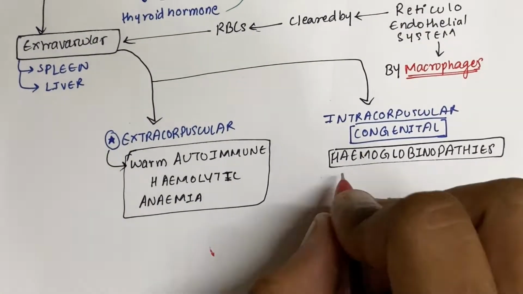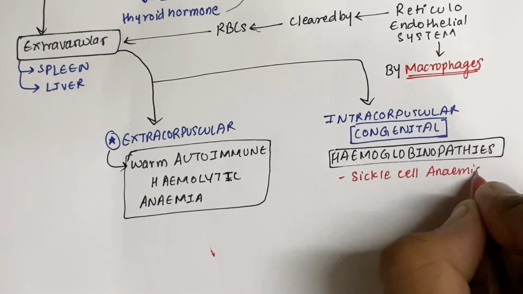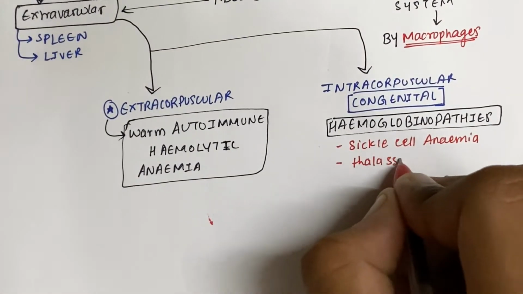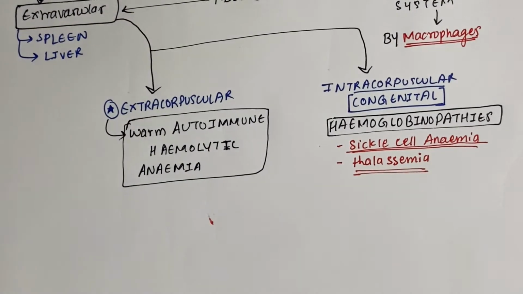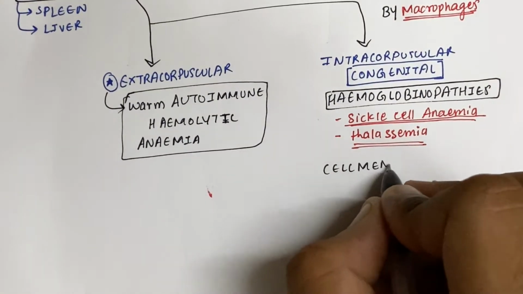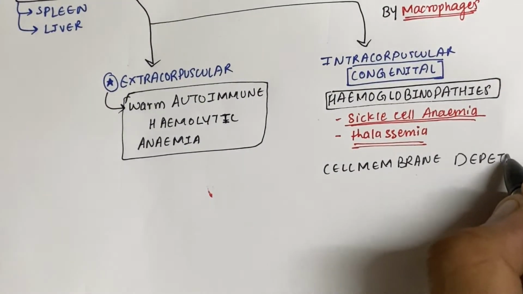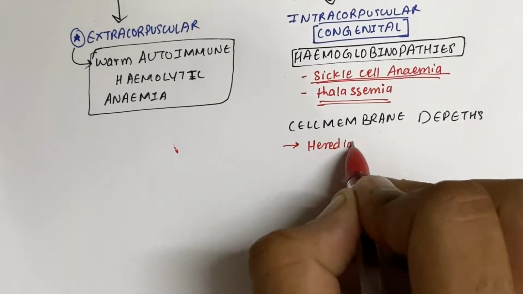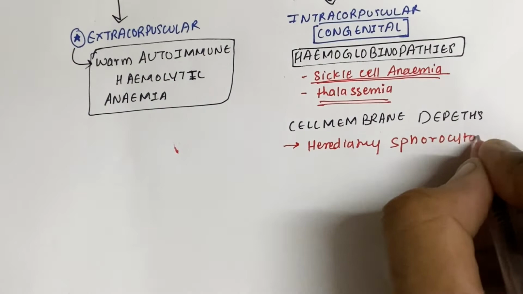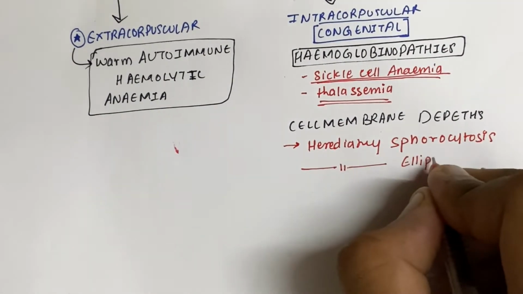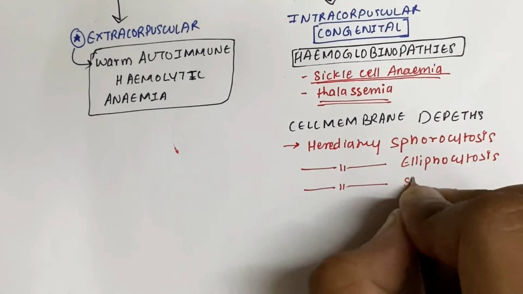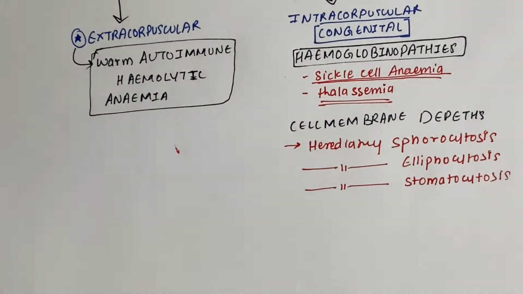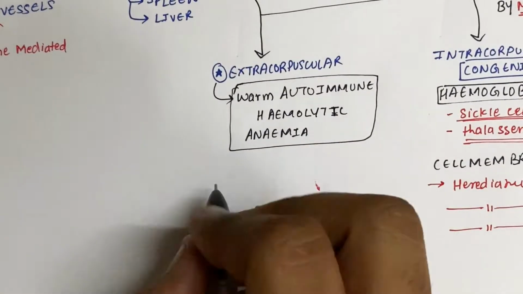Hemoglobinopathies, one of them is sickle cell anemia. You know it very well, and thalassemia. Then cell membrane defects. So this is basically hereditary, right? So in hereditary, spherocytosis takes place, elliptocytosis takes place, and stomatocytosis takes place. So three of them are hereditary. It can be transferred from parent to you as well.